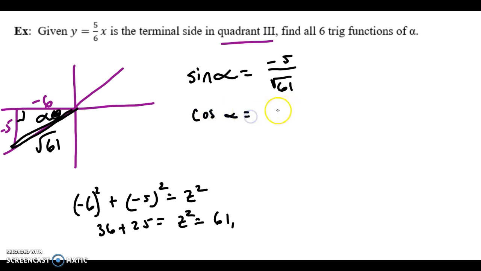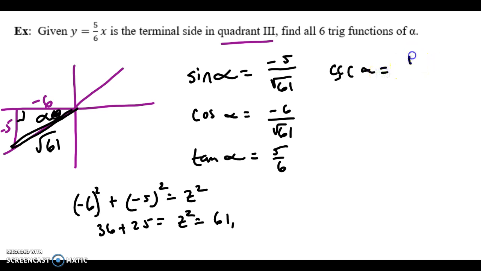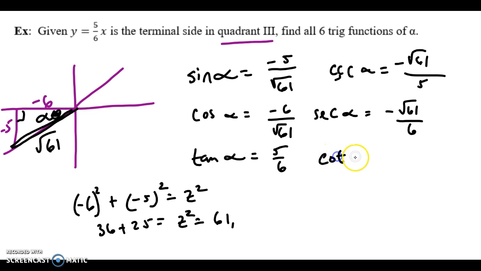Cosine alpha is going to be negative 6 over root 61. Tan alpha, again, opposite over adjacent, is going to be 5 over 6. And here are your reciprocal trig functions. Now, you may be wondering why the negative stays at the top. If you are, remember the fraction is just going to be one full number. The negative implies that that number will be negative once the division is done. There are your 6 trig functions of alpha.